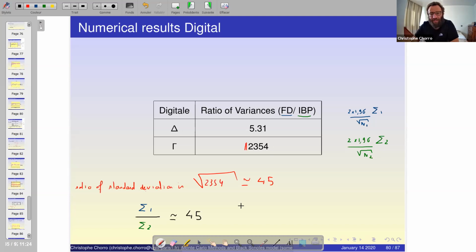So you see that in this situation, the idea of suppressing the derivative by introducing a weight allows you, in the case of this digital option, to improve greatly the size of the confidence interval I obtain for a fixed level and a fixed number of simulations. So let's continue with the last example.